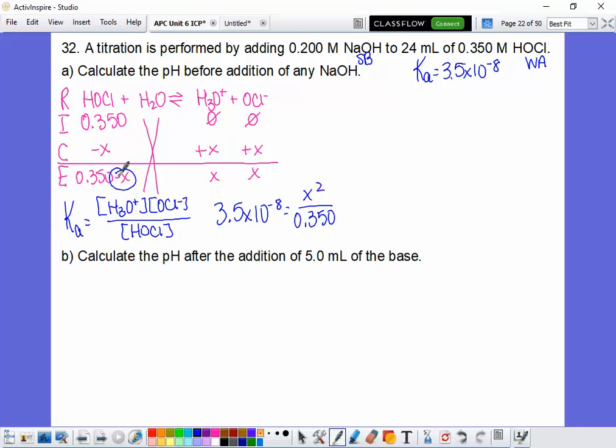And honestly, when the Ka exponent is smaller than like negative 4, which it is here, that minus x is going to be negligible. Since Ka is fairly small, it makes our x value really small. Therefore, it's significantly less than the initial concentration, so the initial concentration of our HOCl is not going to really change when we get to equilibrium. All right, so now we just solve for x.